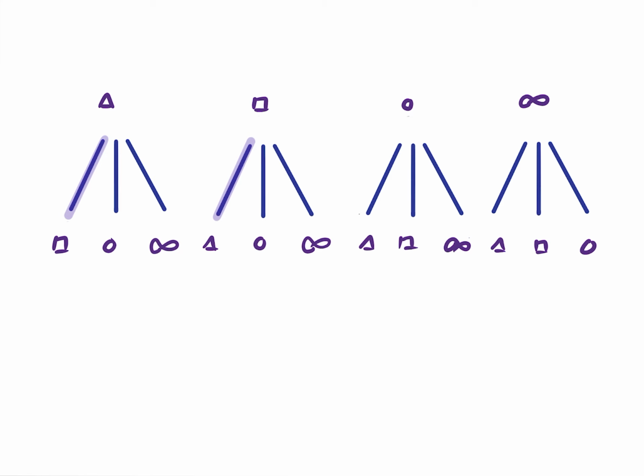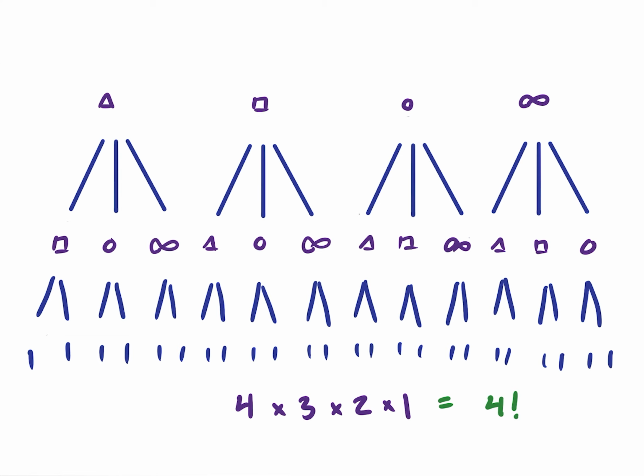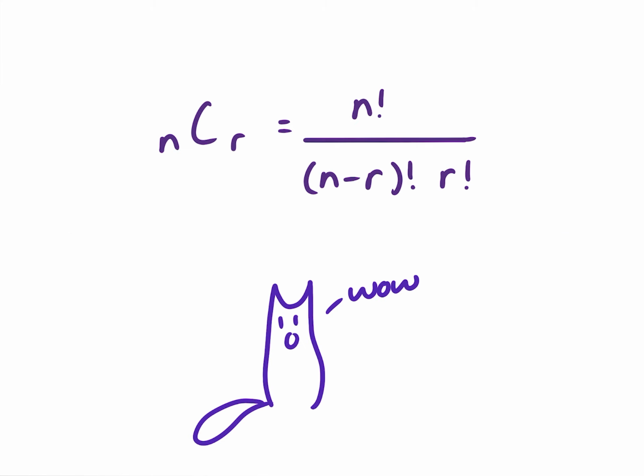Choosing triangle and then square is the same as choosing a square then a triangle, for example, because we do not care about order. So to discount for order mattering, we have to divide by the number of ways to reorder the same combination of r objects. We can reorder r objects r factorial times because of the same reasoning as before. So we divide n factorial divided by n minus r factorial by r factorial. And this is how we get the combination formula.